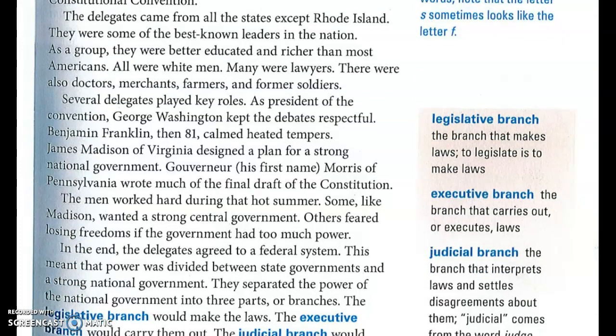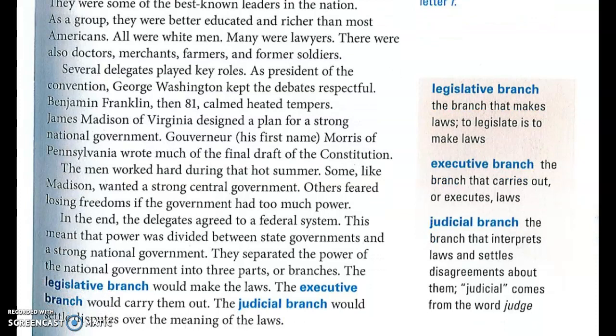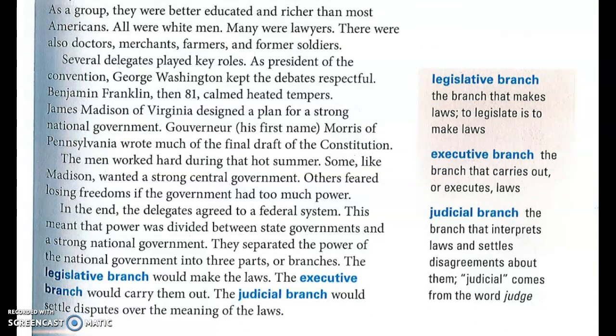Gouverneur Morris of Pennsylvania wrote much of the final draft of the Constitution. The men worked hard during that hot summer. Some, like Madison, wanted a strong central government. Others feared losing freedoms if the government had too much power. In the end, the delegates agreed to a federal system.